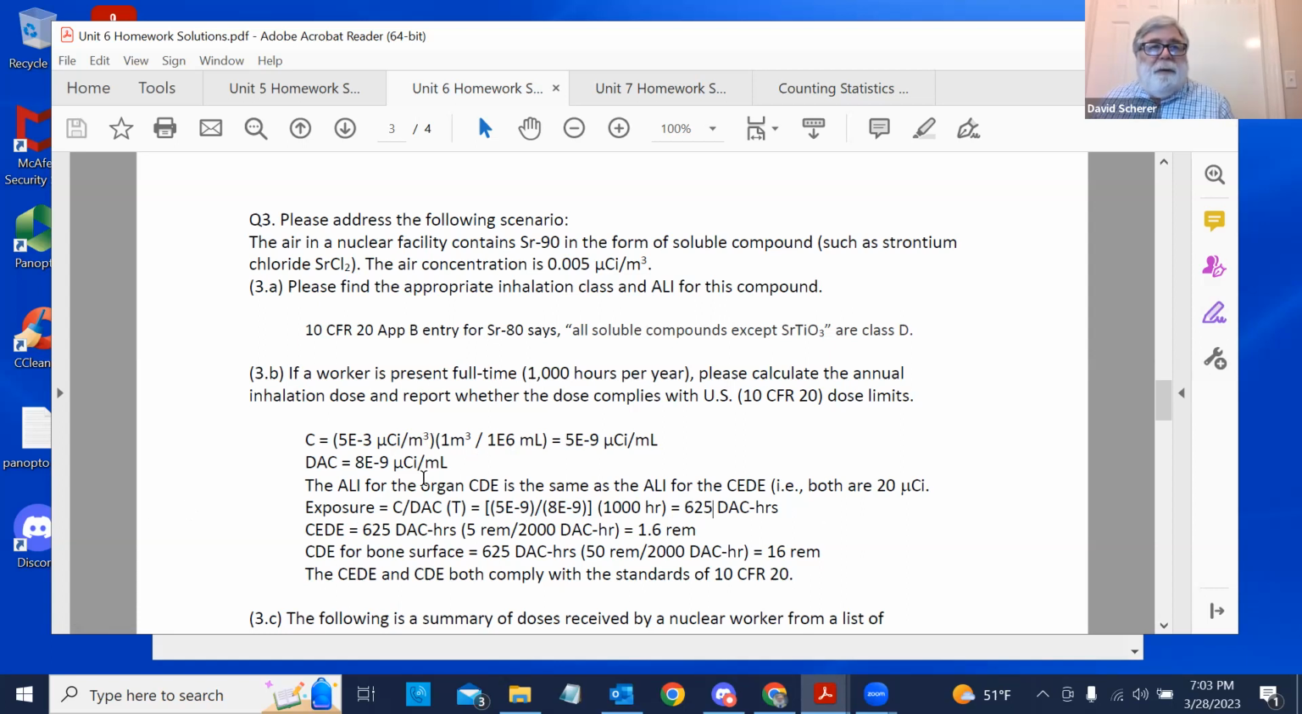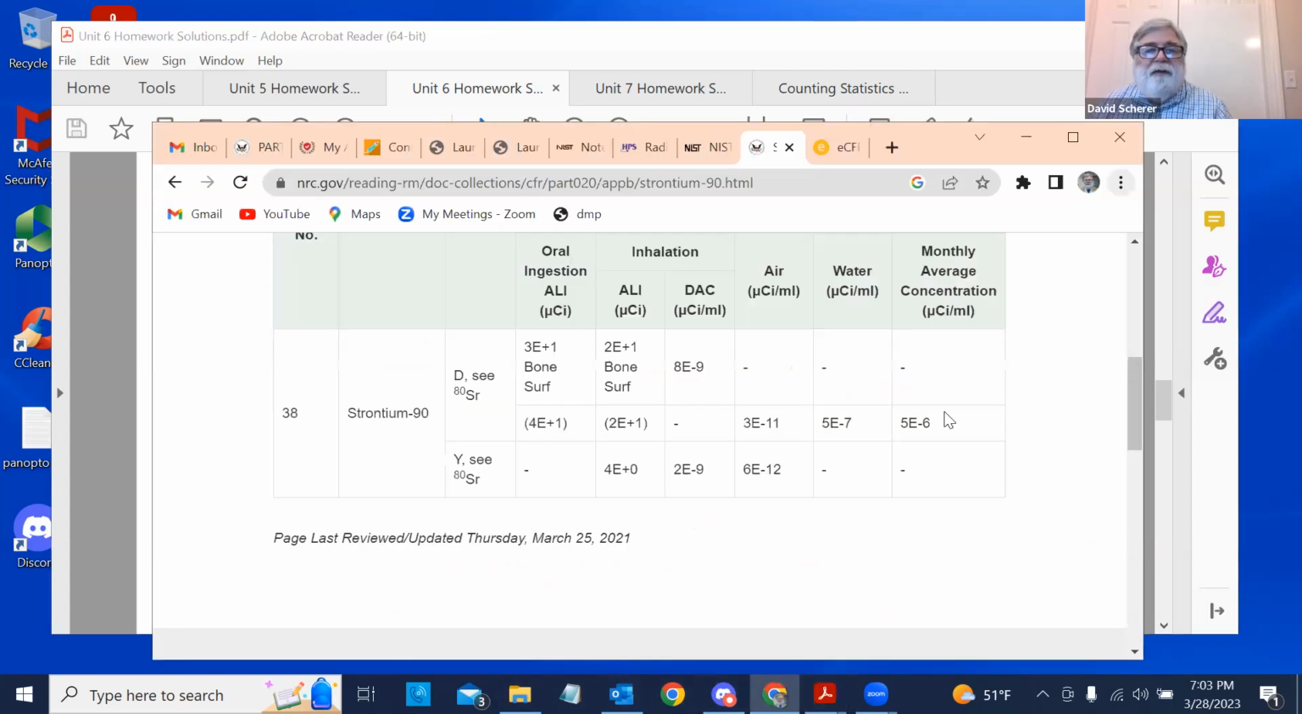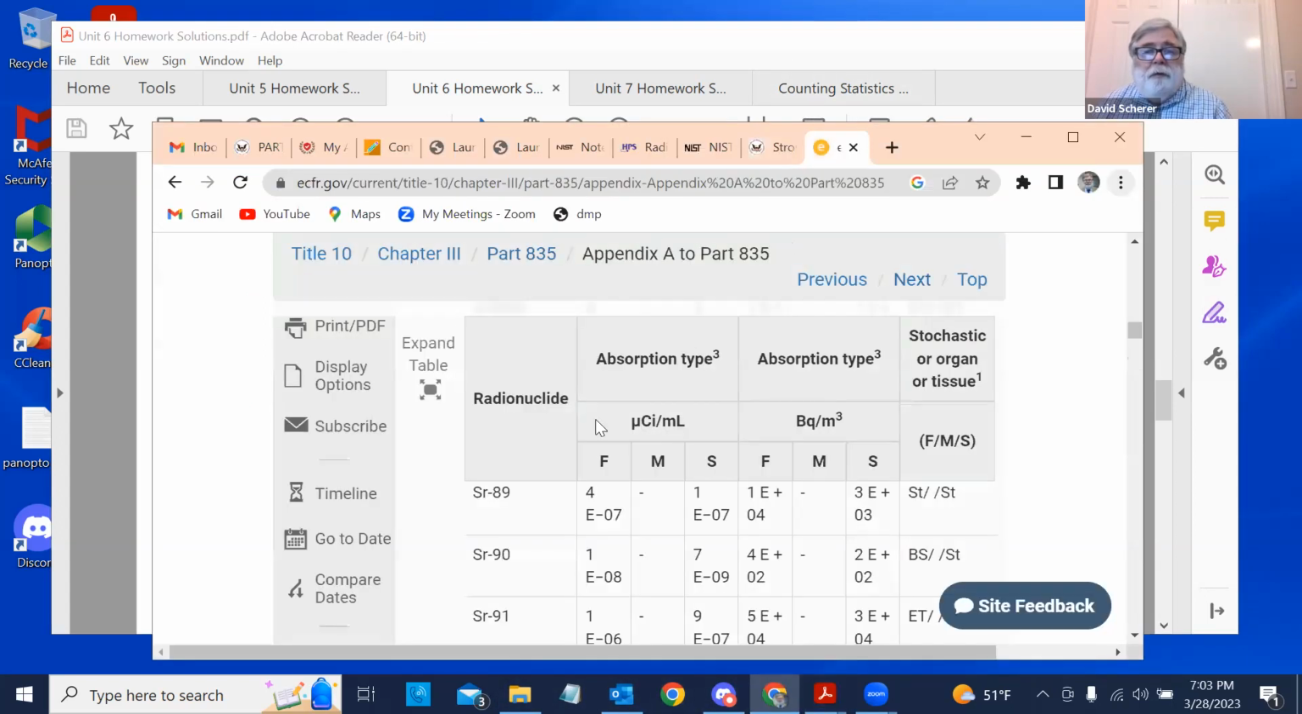Other people did this problem by taking the concentration, multiplying it by the breathing rate, 20 liters per minute, figuring out how much breathing takes place in 1,000 hours and what volume that is, and deriving what the intake would be under those cases. That's fine. You can do that in the NRC world. You can't do that in the DOE world because there is no ALI. In the DOE world, there's only a DAC.